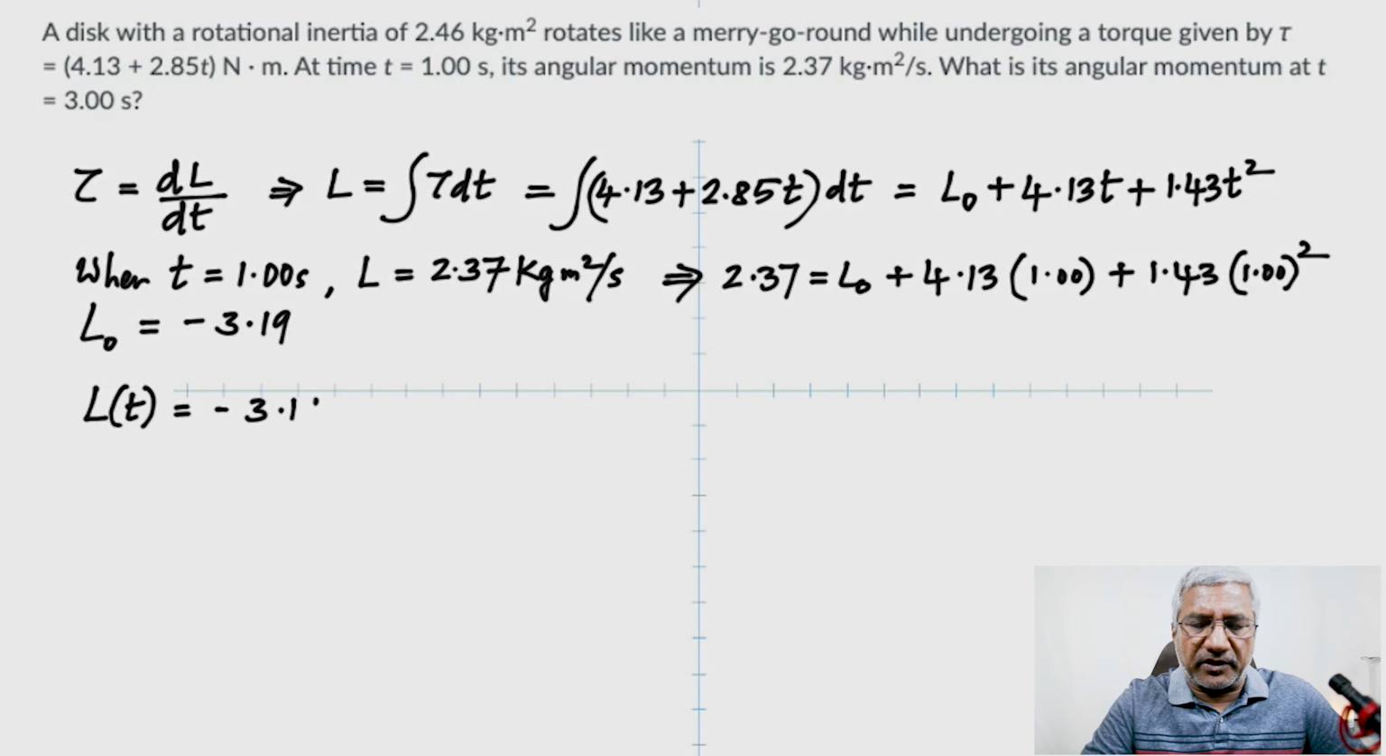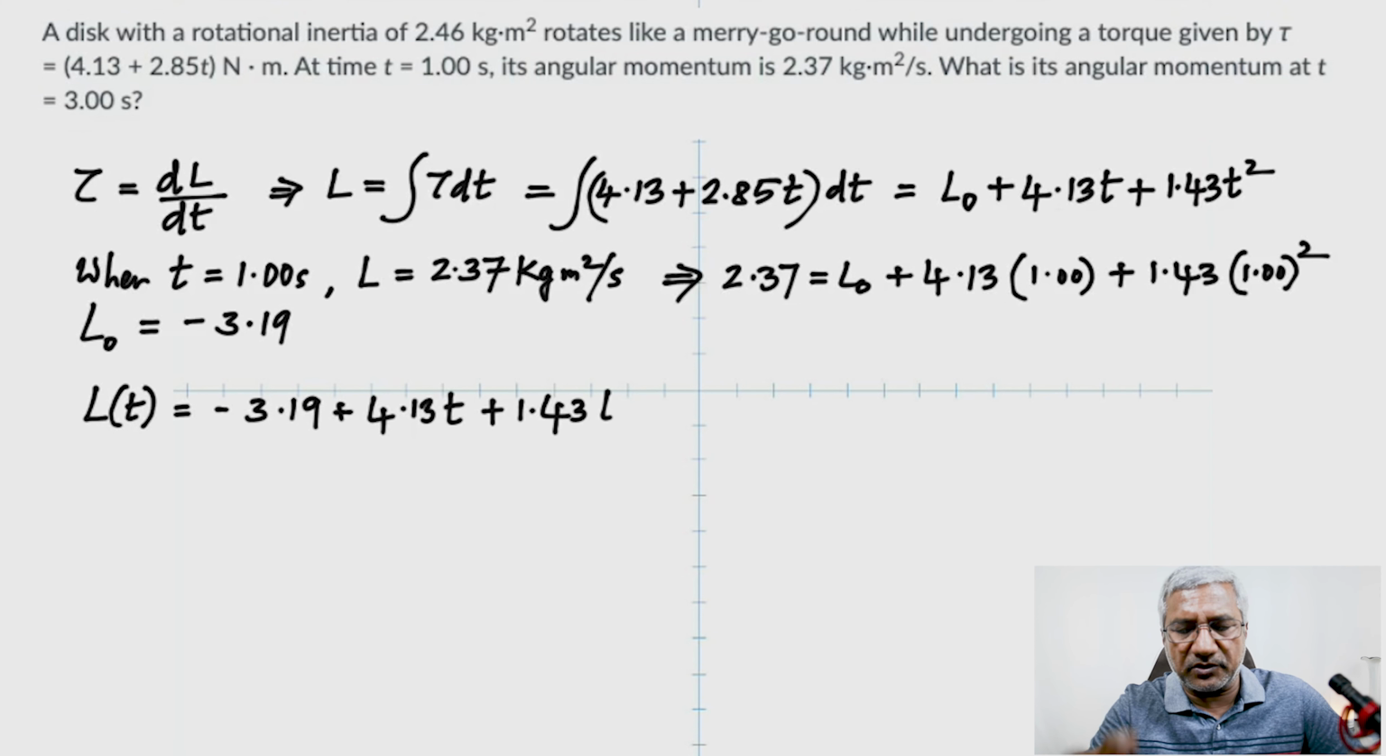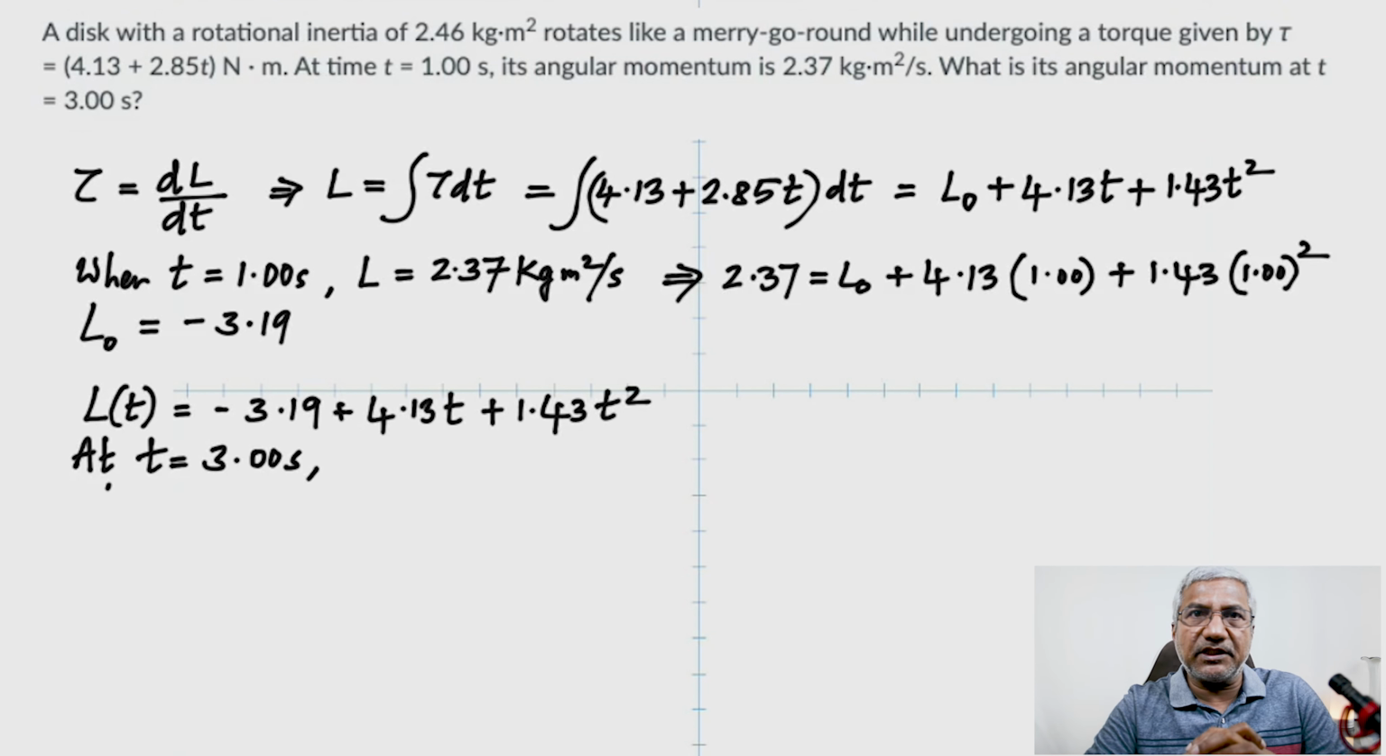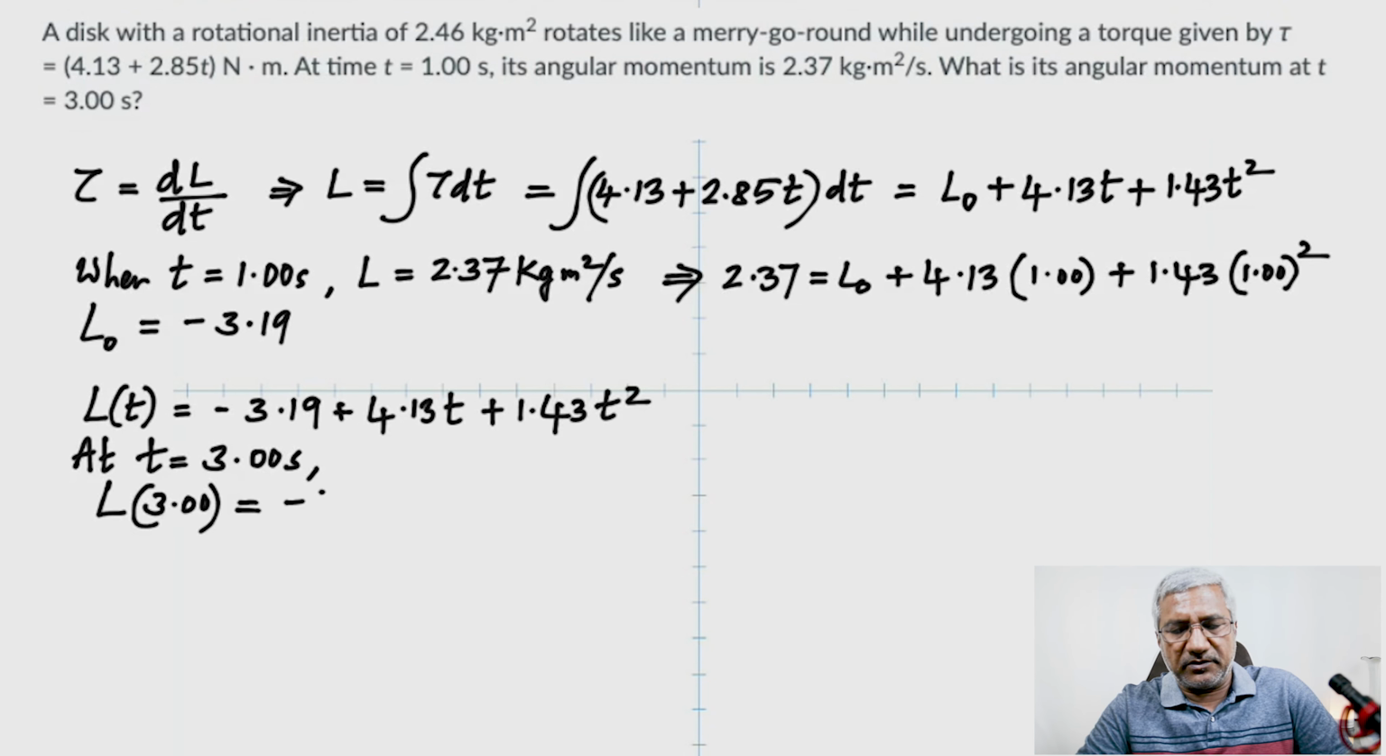Now we go back to the function, and we can just use that same function to find the angular momentum, because we already got L naught and we have that relation. So now plug in the value of t as 3.00 seconds and do the math. So t is 3.00 seconds, and you're going to get something. All right. Simple algebra, whatever you get.